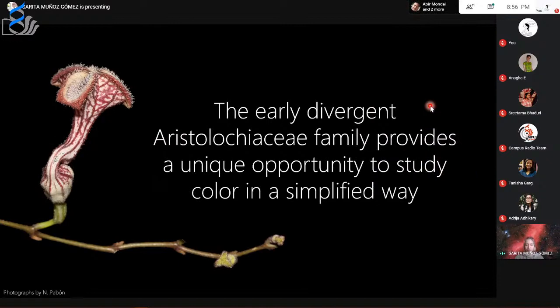So I just wanted to finish the talk by saying that the early divergent Aristolochiaceae family seems to be a really good and unique opportunity to study color in angiosperms in a very simplified way.